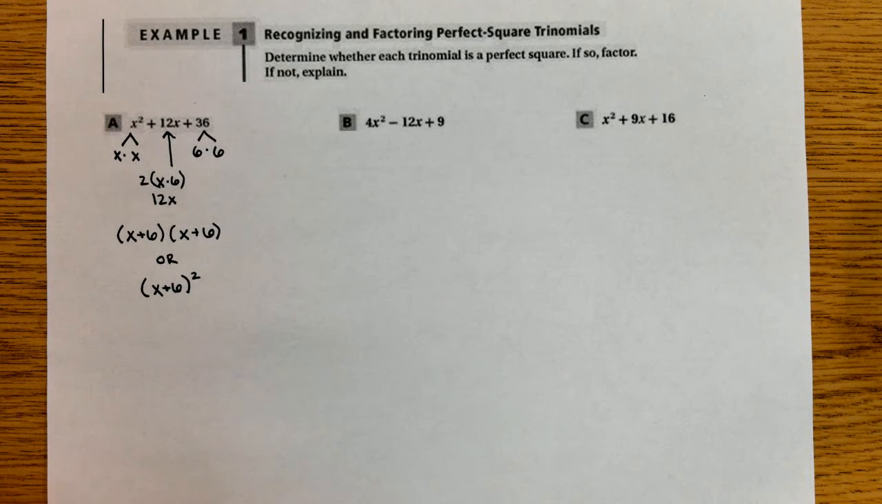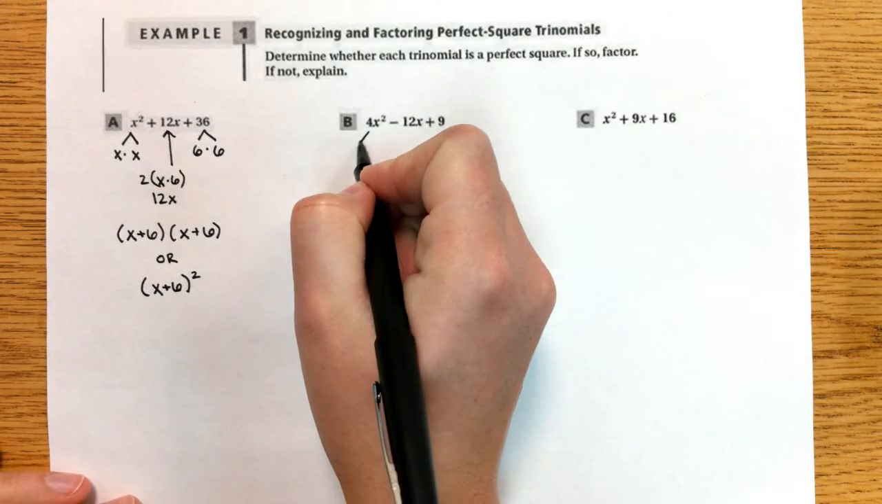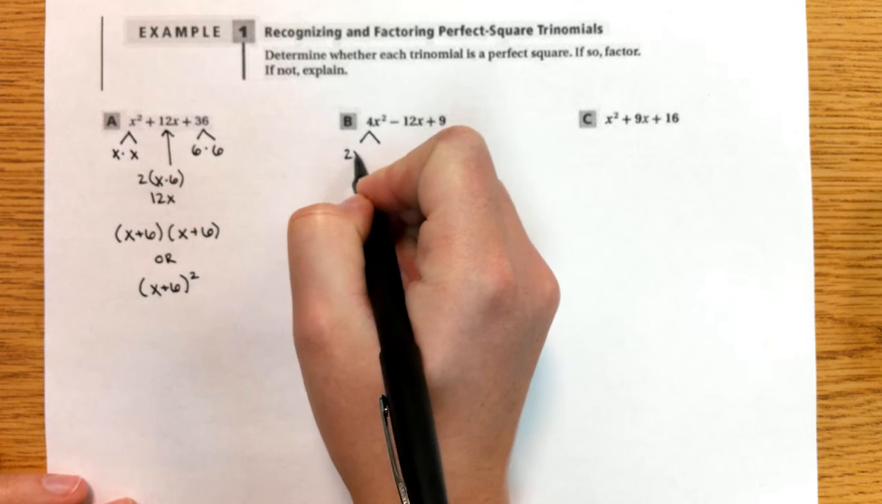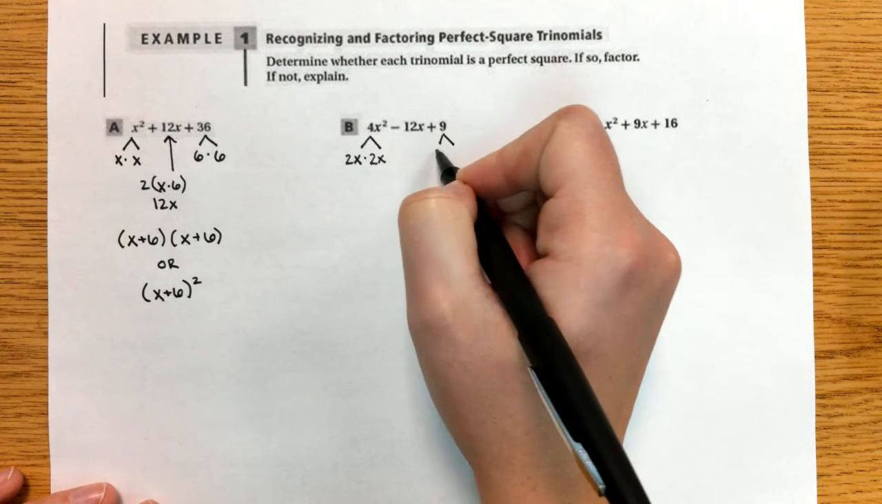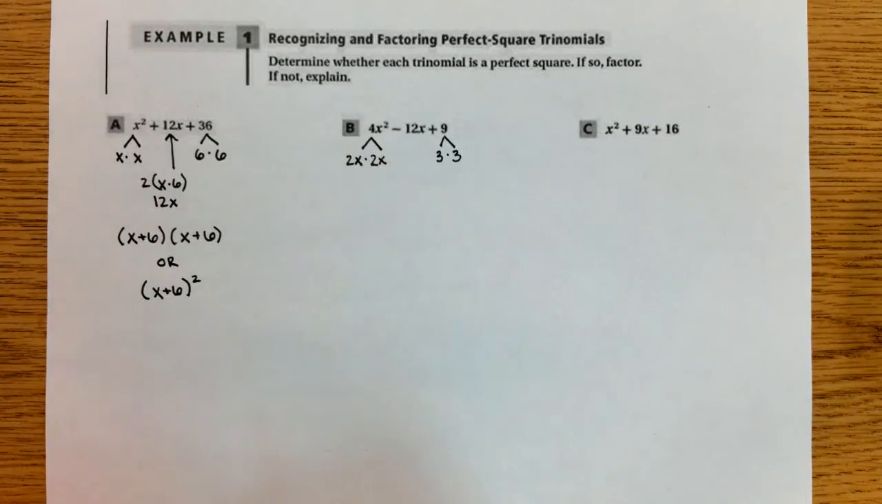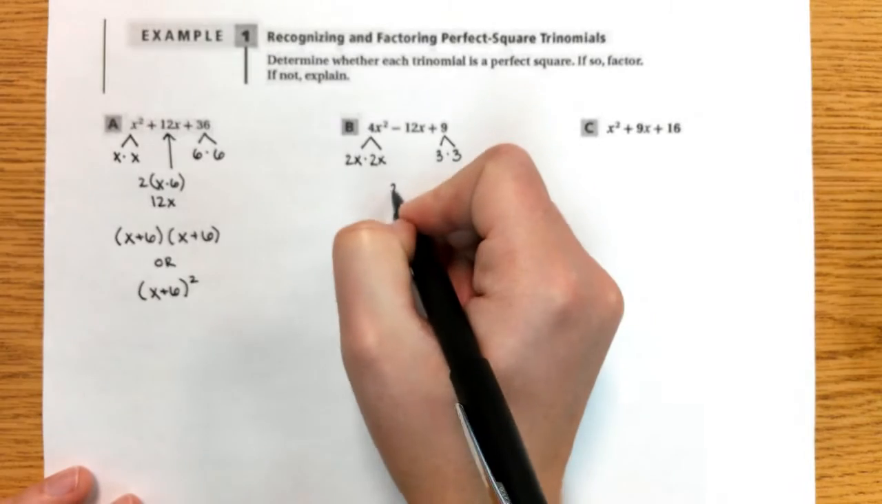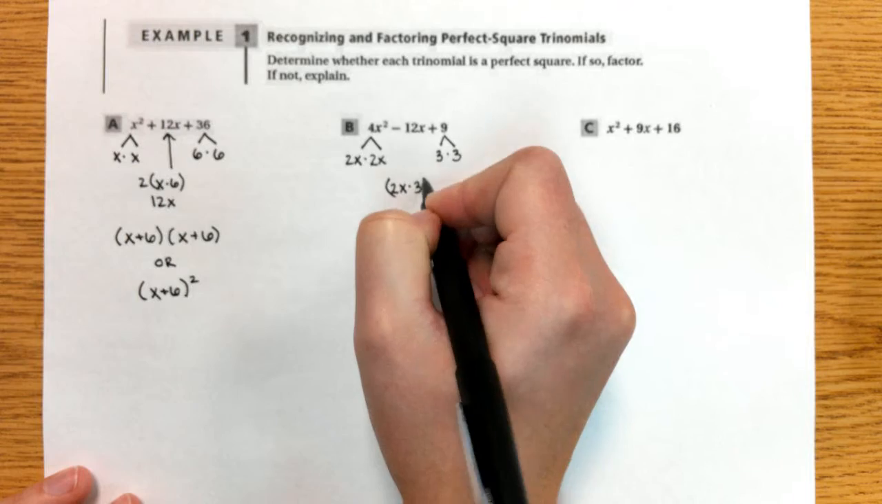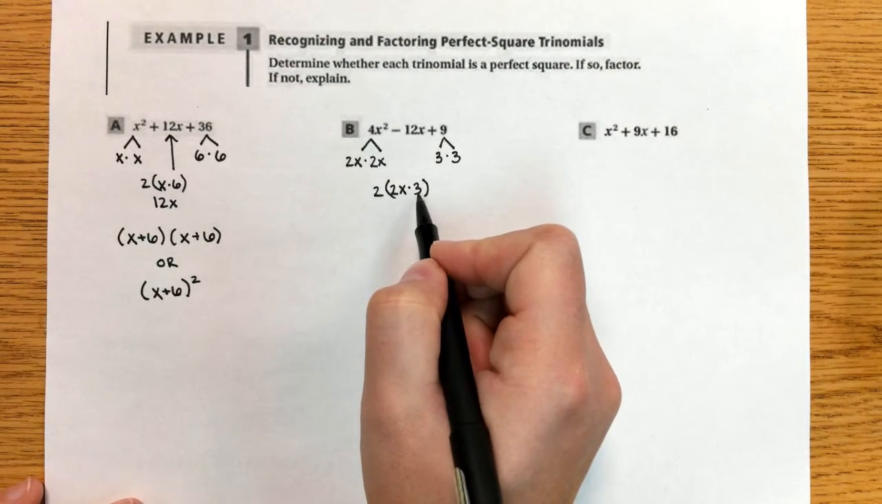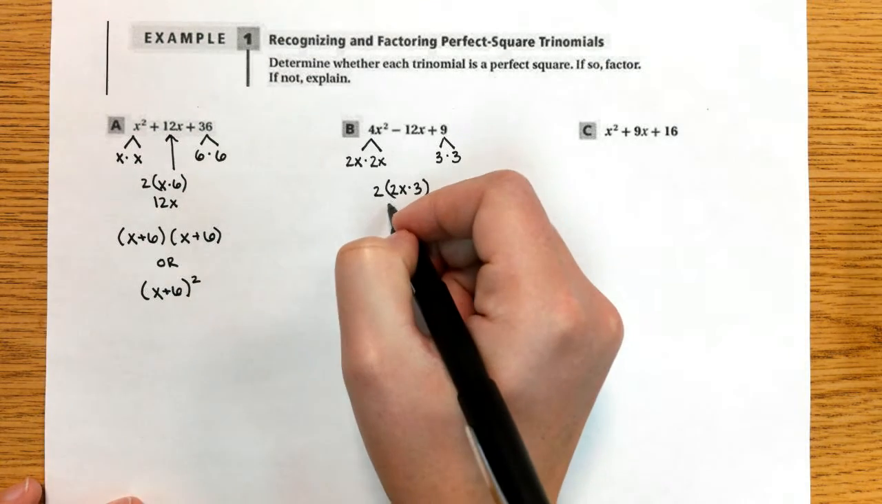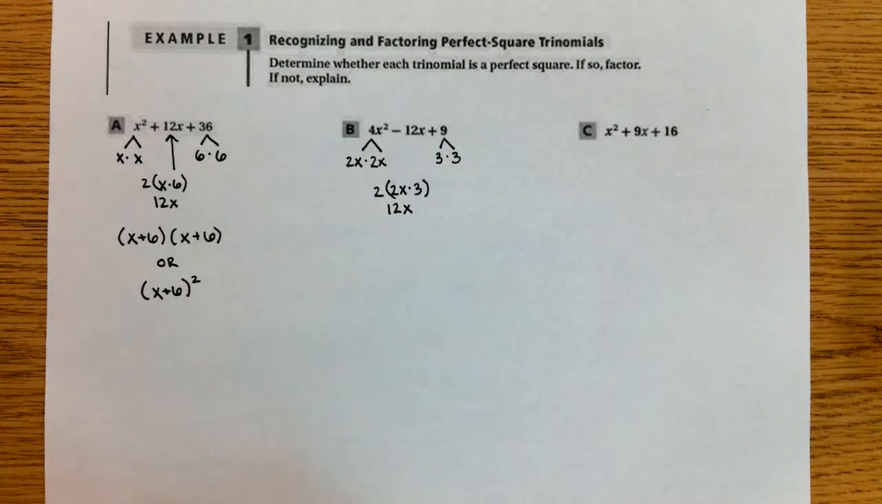B, we have 4x squared minus 12x plus 9. So 4x squared can be written as 2x times 2x. And then for the 9, 9 can be written as 3 times 3. So then for the middle term, we're going to take 2x, multiply that by 3, and then times that by 2 to see if we get 12x. 2x times 3 is 6x times 2 gives us 12x. But this time, it's going to be negative.